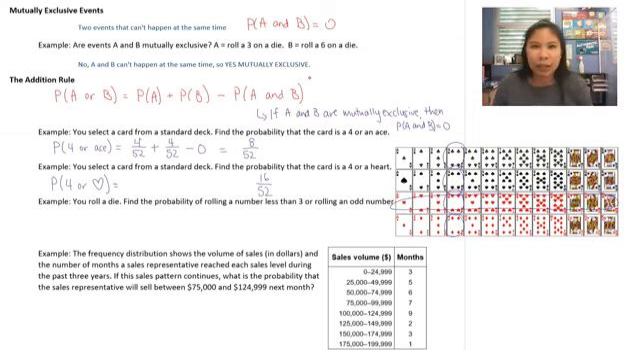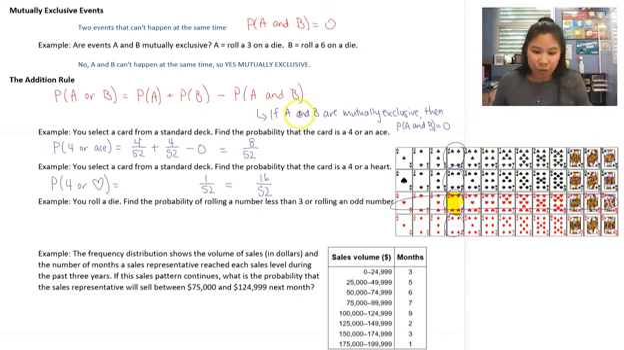Okay, so first, again, I want to make sure, can I get a 4 and a heart at the same time? And the answer is yes, because right here, this card is a 4 of hearts. So this can happen at the same time, which means they are not mutually exclusive events. The probability of 4 and heart is 1 out of 52, because there is one card out of the 52 that is both at the same time, both a 4 and a heart.